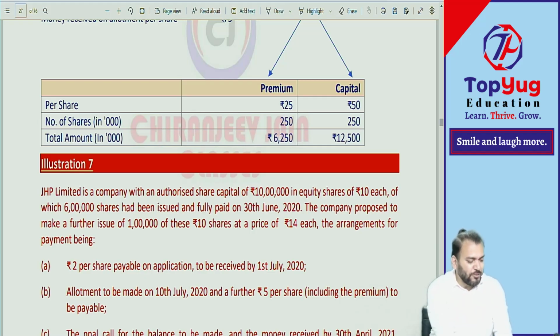So for today this much only. Do illustration number 1 to 6. That will be your homework. If any doubt, I will do it. Otherwise, I will not.